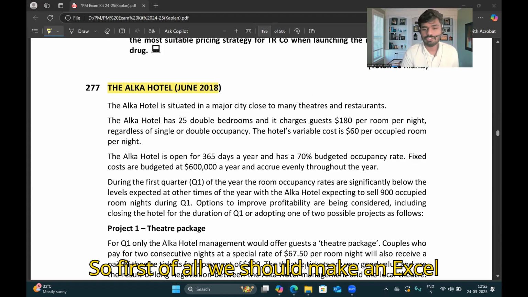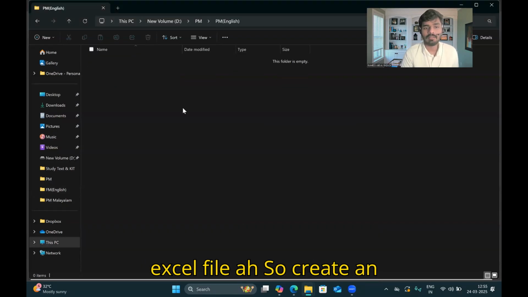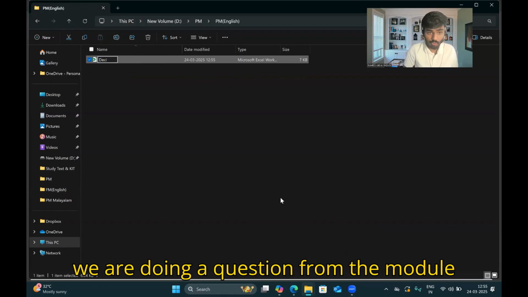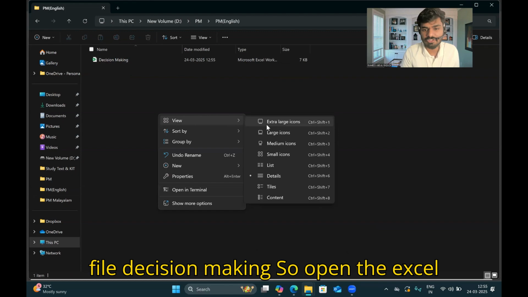First of all, we should make an Excel file. Create an Excel file and name it decision making. We are doing a question from the module decision making, so we have to name the file decision making.